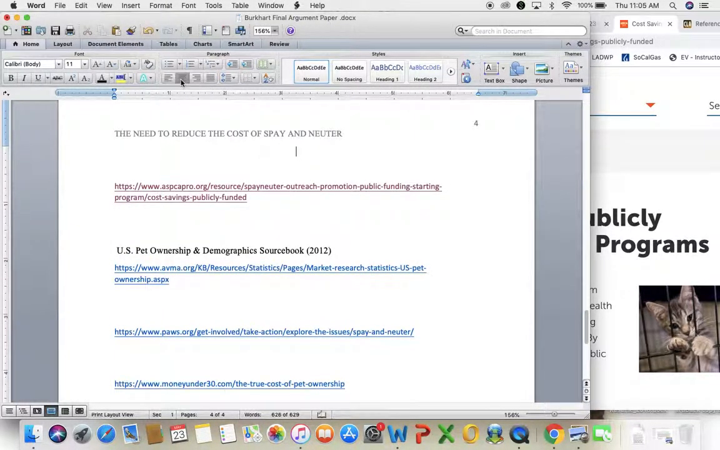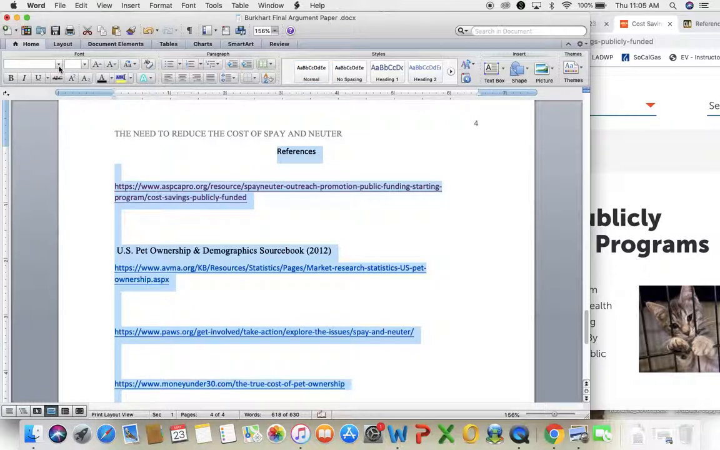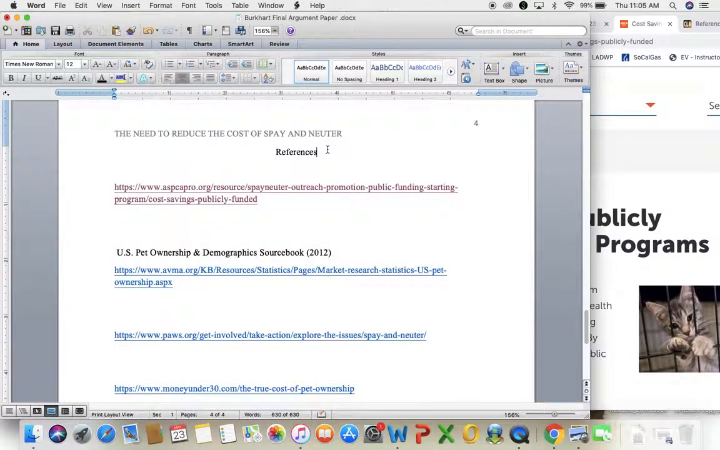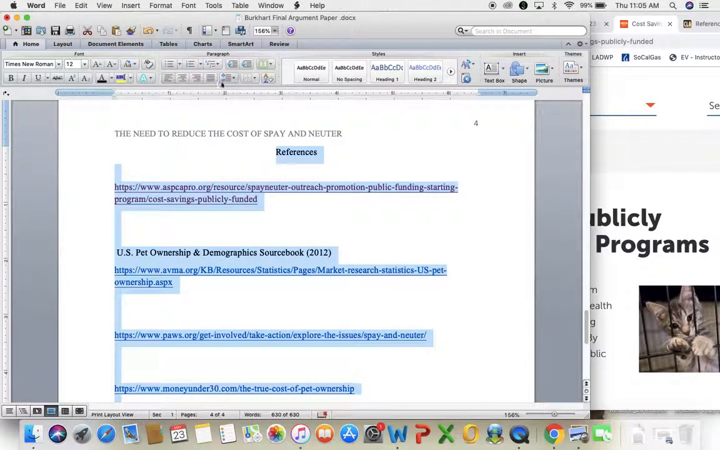And when you do a references page, I'm also going to change all your font to Times New Roman size 12, and I'm going to make sure your spacing is uniform.